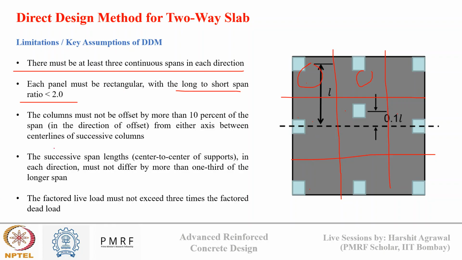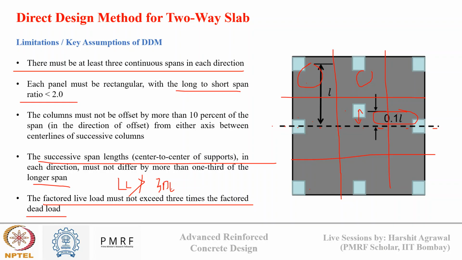The column must not be offset by more than 10% of the span. So if this is the centroid of the span, this offset in the column should not be more than 10%, along both axes. The successive span lengths in each direction must not differ by more than 1/3 of the longer span. And the factored live load must not exceed three times the dead load. So the live load which is acting should not be greater than three times the dead load. That is one more criterion.